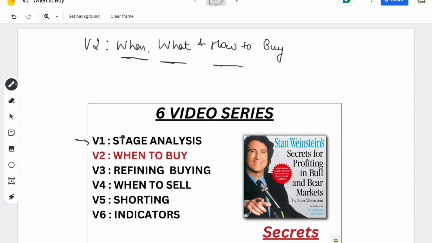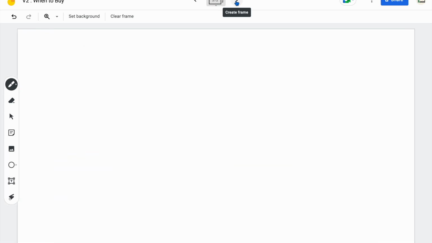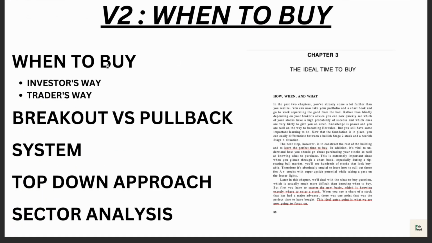So let's begin. And as usual, we will be using this whiteboard to learn, and I'll explain a great deal of things here. First we'll see when to buy, investor's way, trader's way. Then we'll move on to the breakout versus pullback debate from the book. Then we will see what exact system Stan Weinstein was following for scanning the stock and making the decisions, the top-down approach as he has taught. Then we will do sector analysis and what you should know about sectors. And as a bonus in this video, I'll show you one live case study of a stock using the current knowledge that we have.